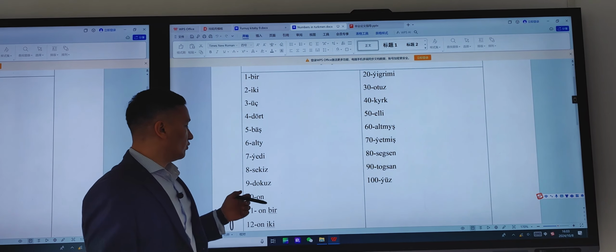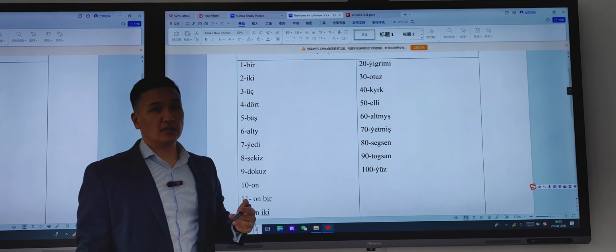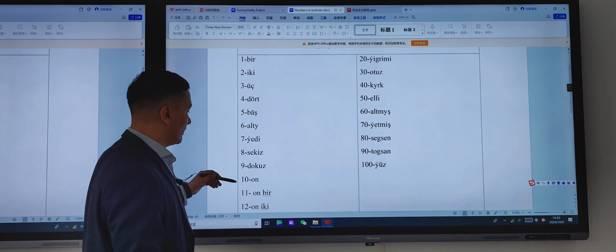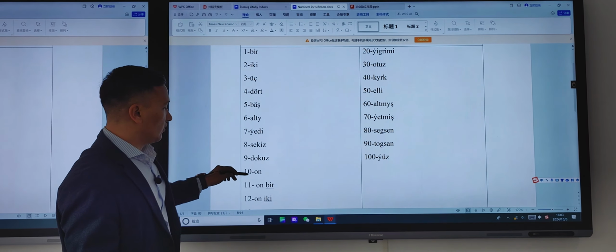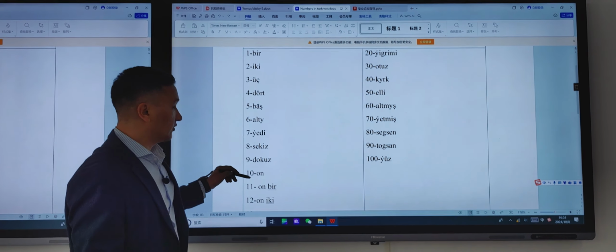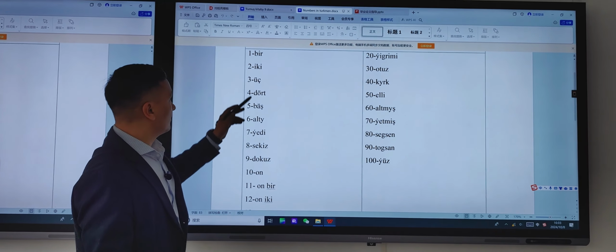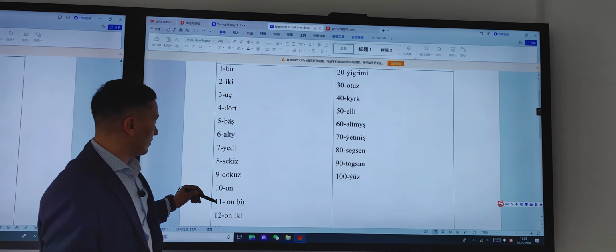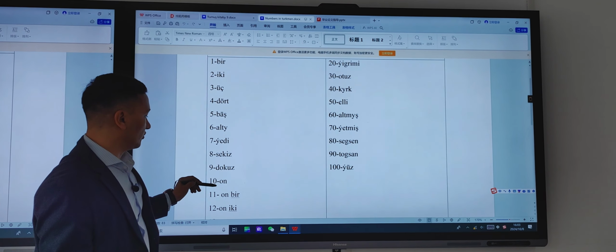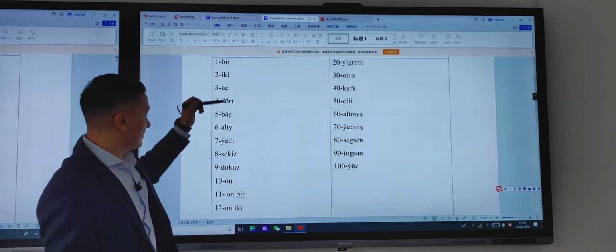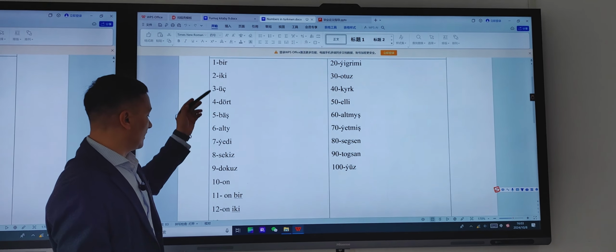Then how do we say 11, 12, 13, 14? It's very simple. So 10 is on. In order to say 11, we say 10, 1. For example, on bir. So on is 10, 1 is bir. On bir is 11.